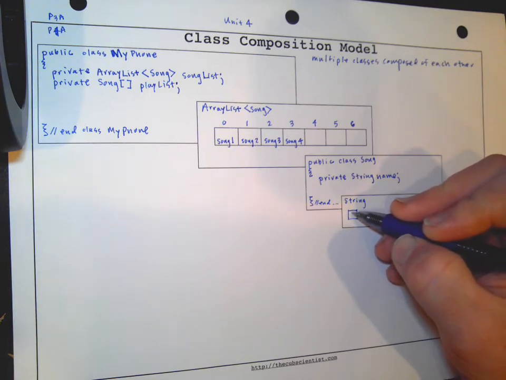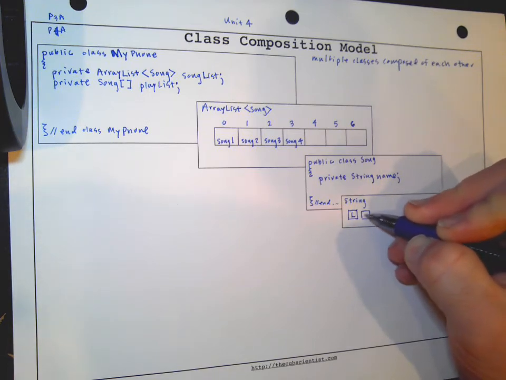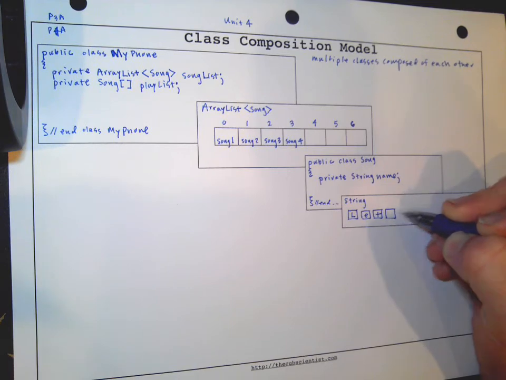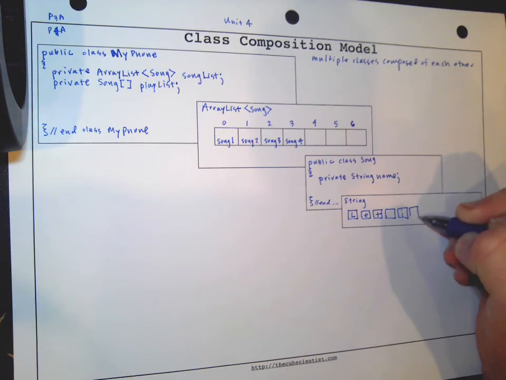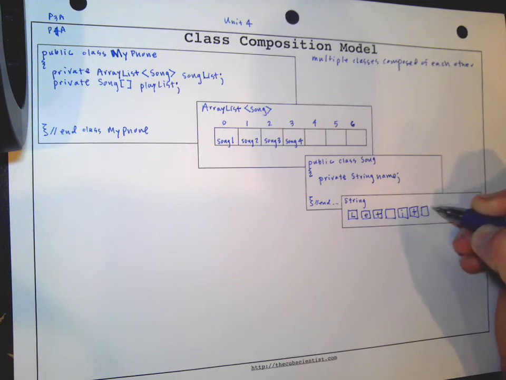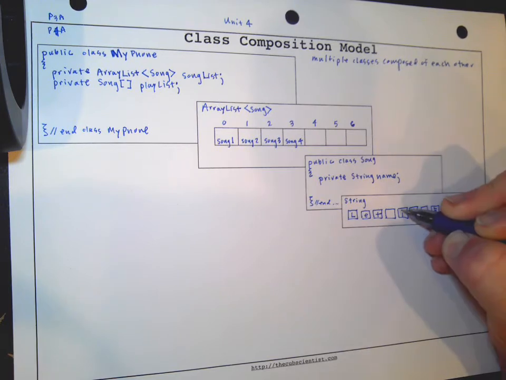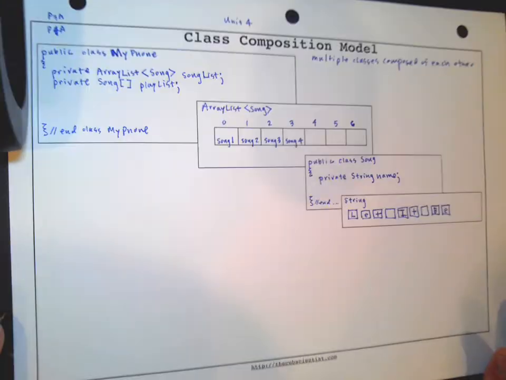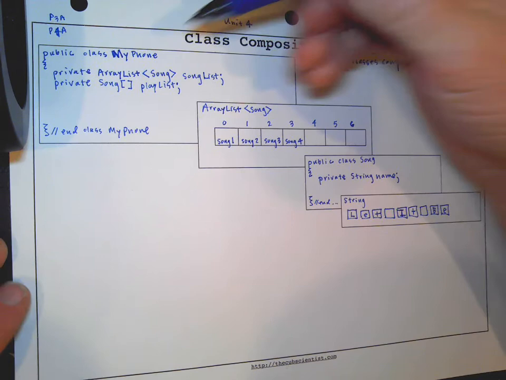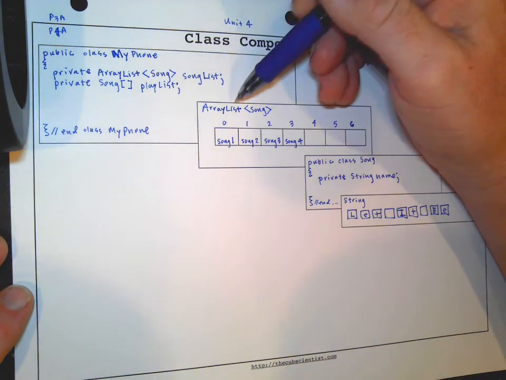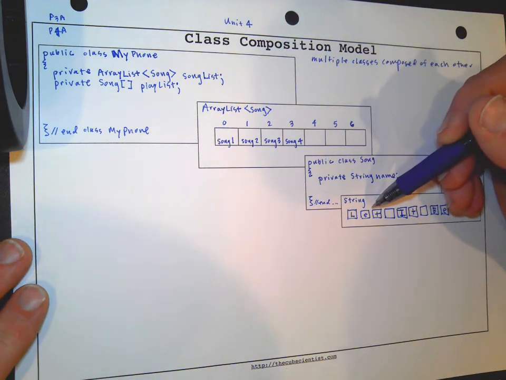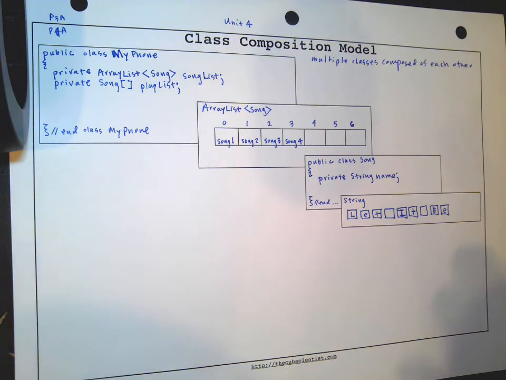Let's see. We'll do a Beatles song. Let It Be. Now, a space is a character. I guess we could probably capitalize these. Anyways, that's kind of what a string is. So the MyPhone class has an ArrayList class in it, which has a Song class in it, which has a String class in it. So we have all these layers of things that are inside others.